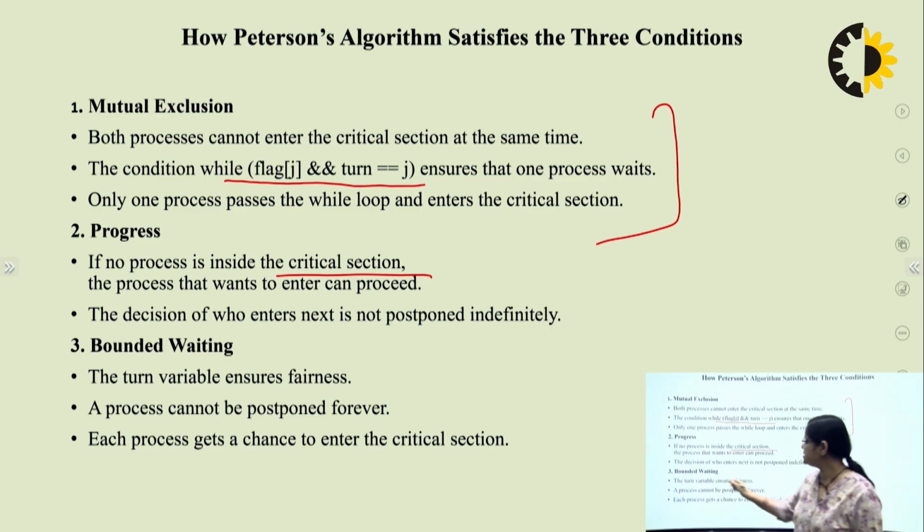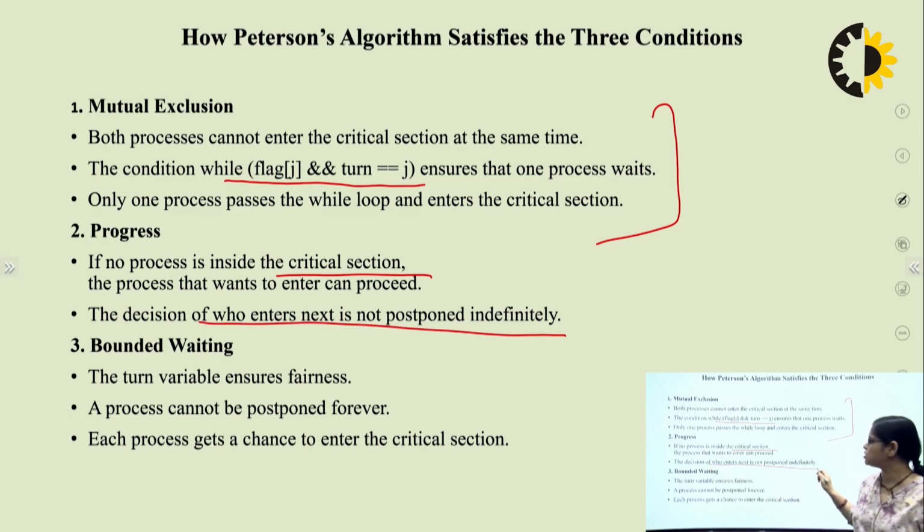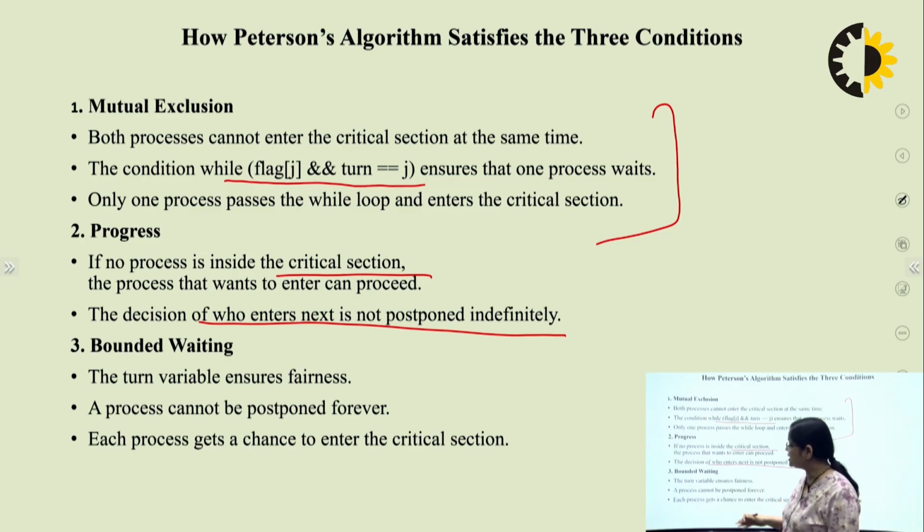Now, the decision of who enters next is not postponed indefinitely, right? It is not postponed. Whoever is available, we are allowing by sequence, number-wise. Who is not there, we are just leaving that. It doesn't mean that we are waiting for a process which is not available. No, we are not going to fail. Then that is satisfying the progress part.